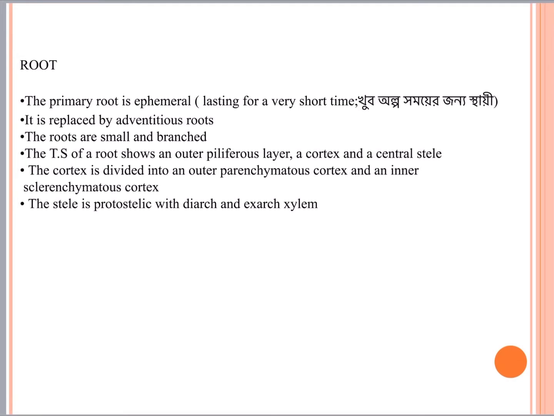It consists of a cortex and a central stele. The cortex is divided into an outer parenchymatous cortex and an inner sclerenchymatous cortex. The stele is protostelic with diarch and exarch xylem. Protostelic means it is a simple stele which consists of a central core of xylem, surrounded by a cylinder of phloem, and there is no pith.